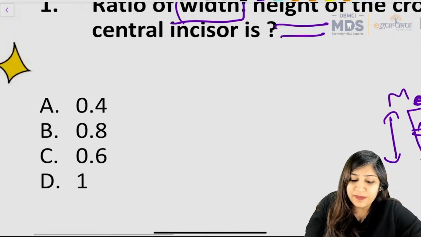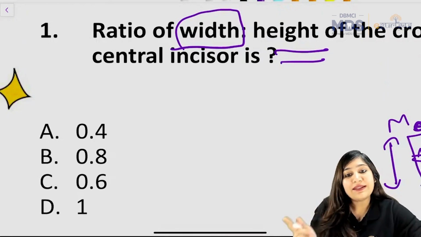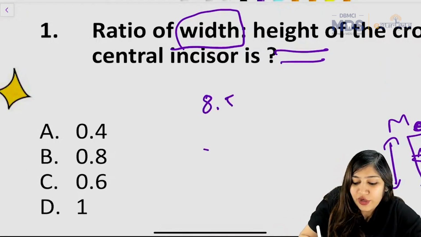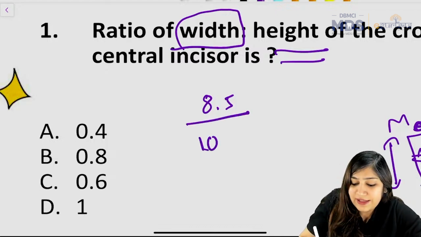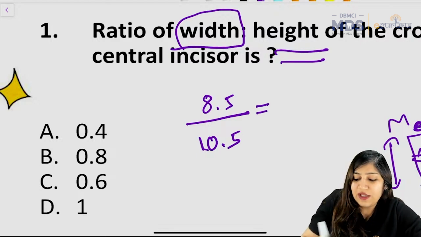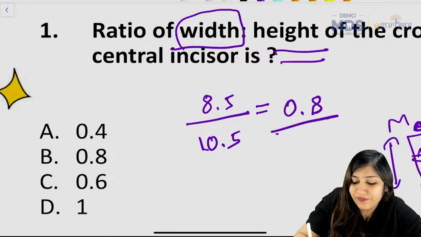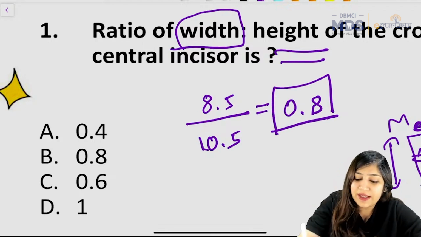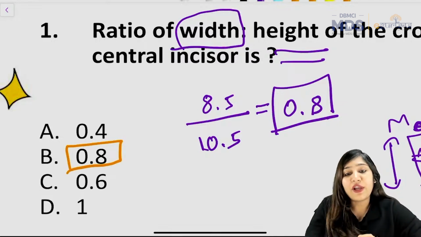So our answer will be the ratio of width, meaning the mesiodistal dimension, 8.5, upon height, that is 10.5, which is equal to 0.8. So here the correct answer will be 0.8.